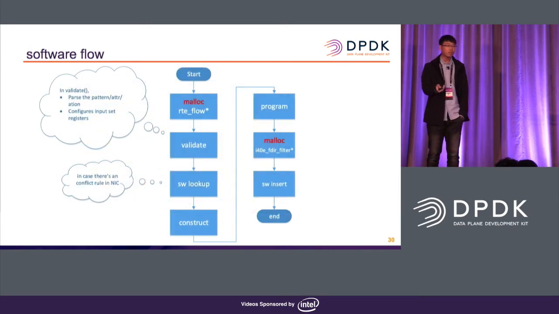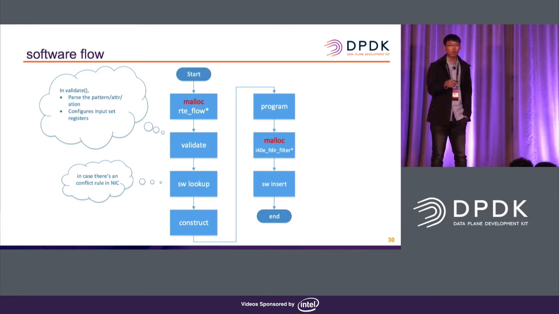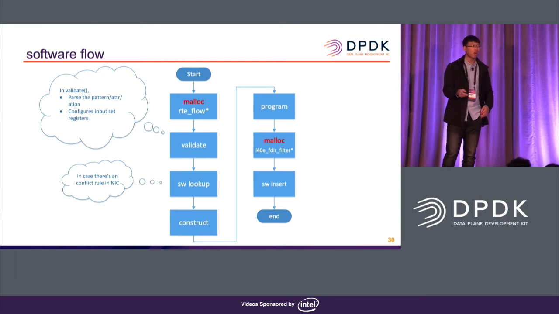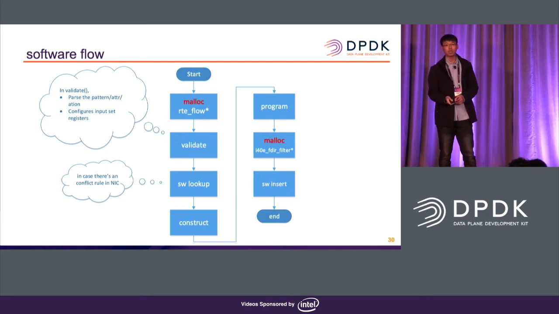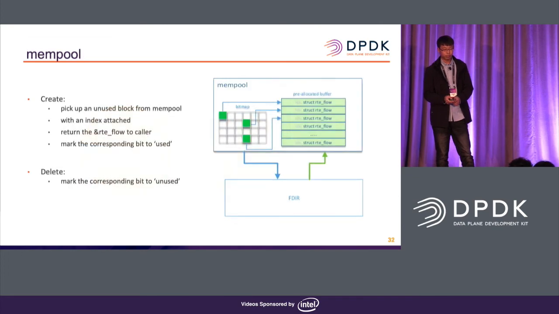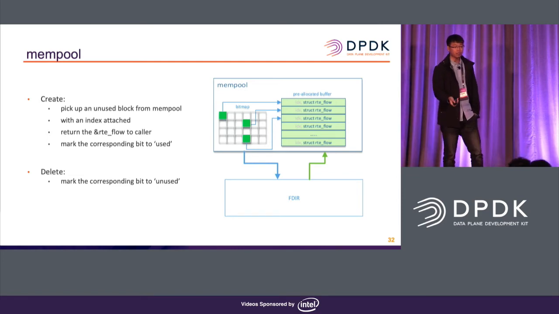Okay, we can see that there are two malloc dynamic memory allocations in the software flow, which may cost much time in general. So I introduce the usage of memory pool. Instead of malloc and free every time, I use a bitmap to manage a pre-allocated memory pool. We can see it on the right.